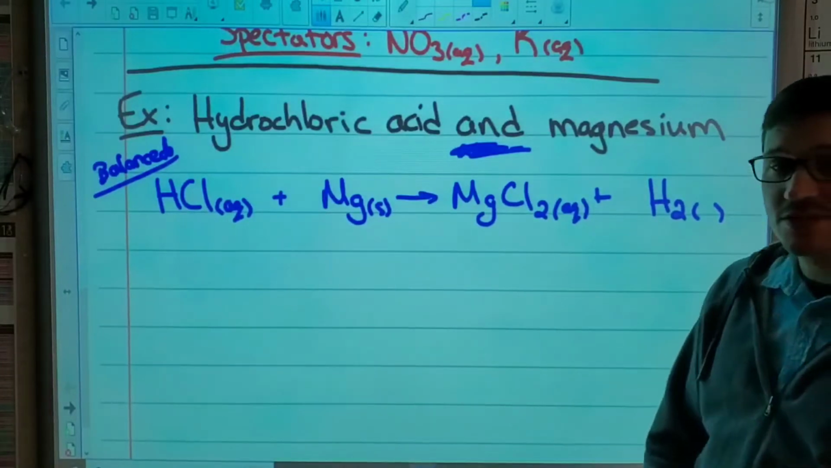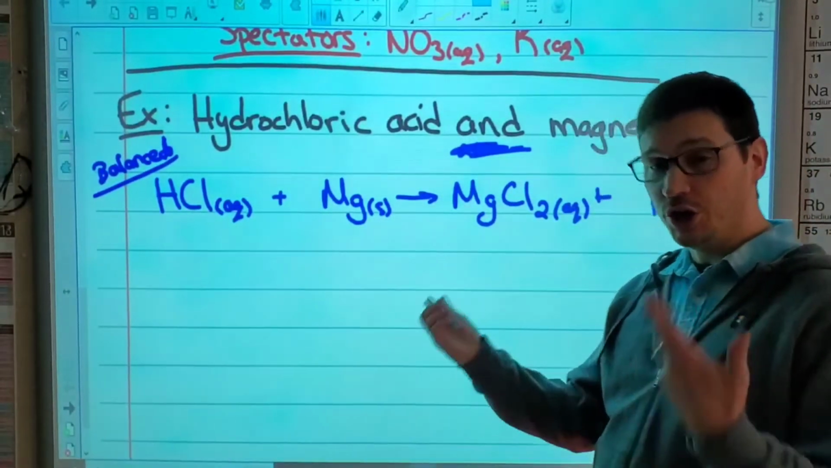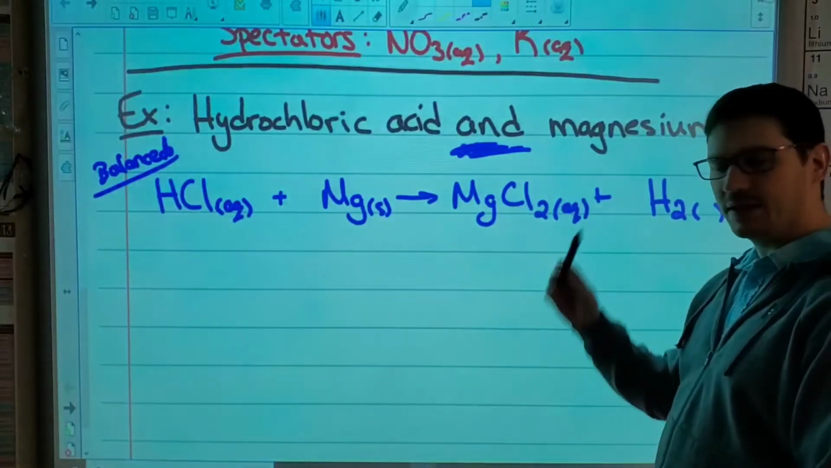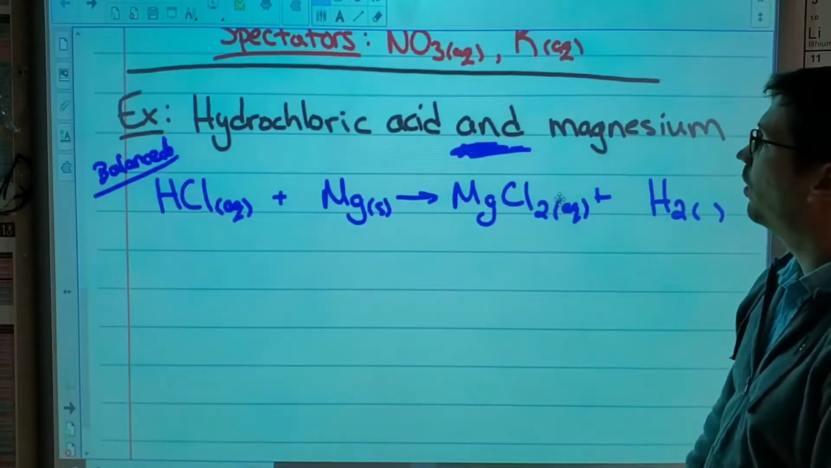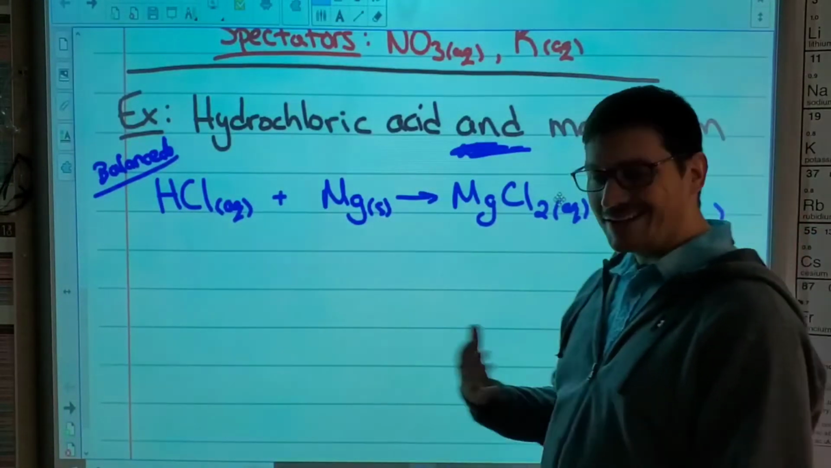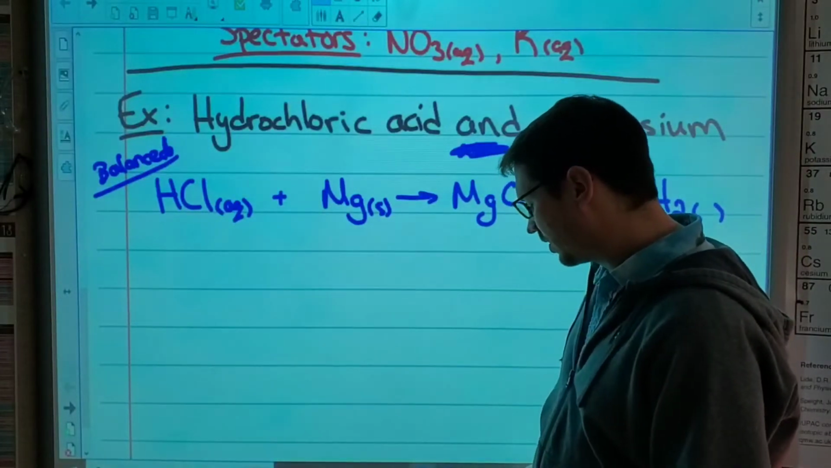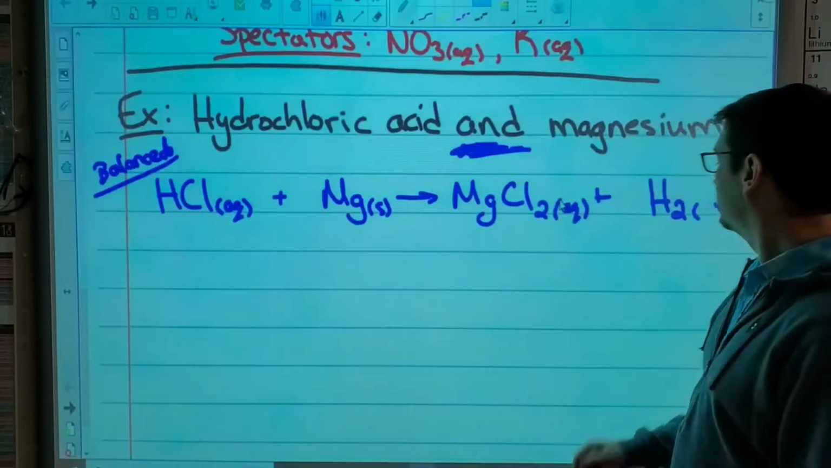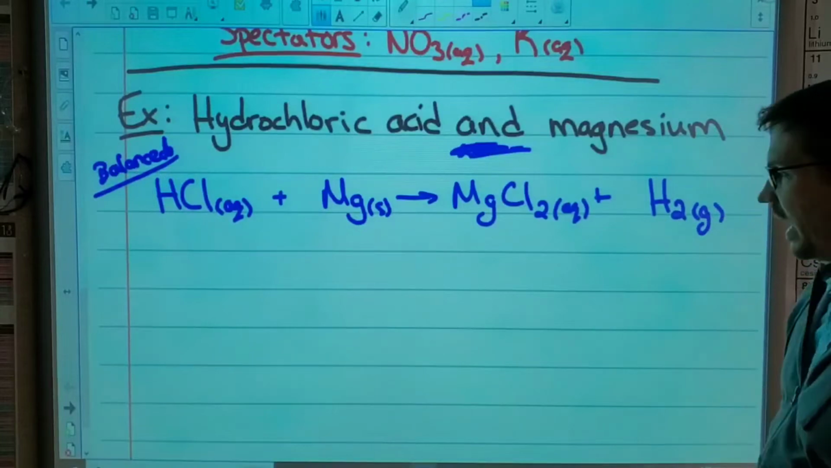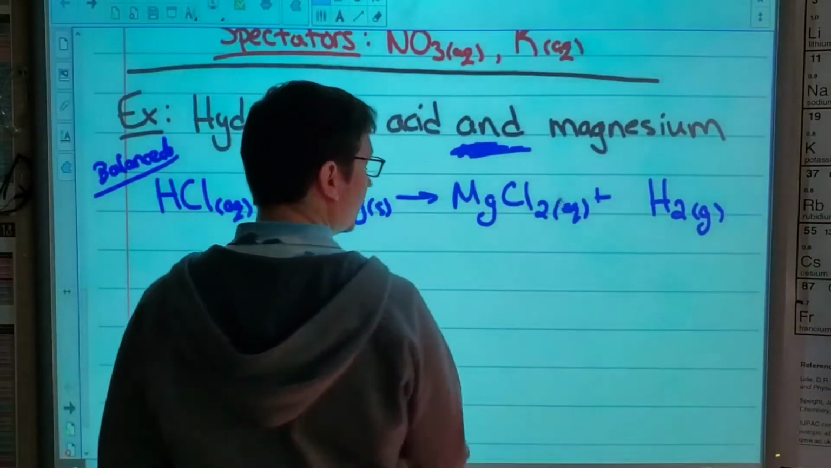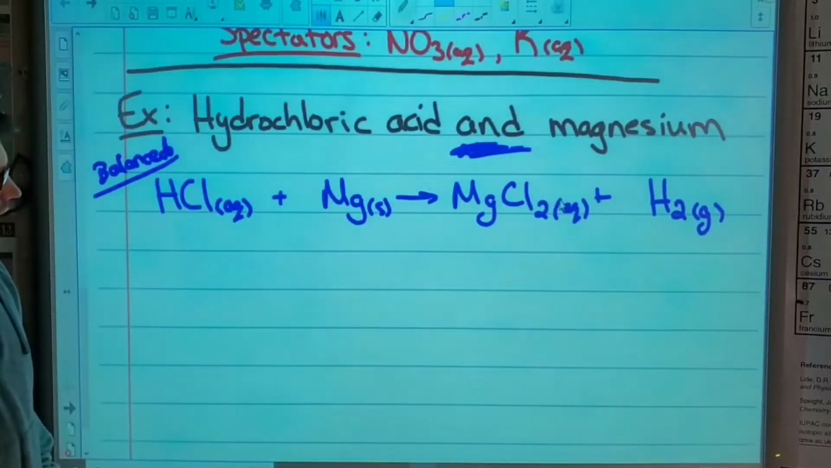And that's exactly what we saw. We saw no precipitate forming. So the magnesium chloride should have stayed dissolved in the water. The hydrogen is going to be a gas when we take a look at our periodic table. So it's a gas. Now we need to balance this particular chemical reaction.